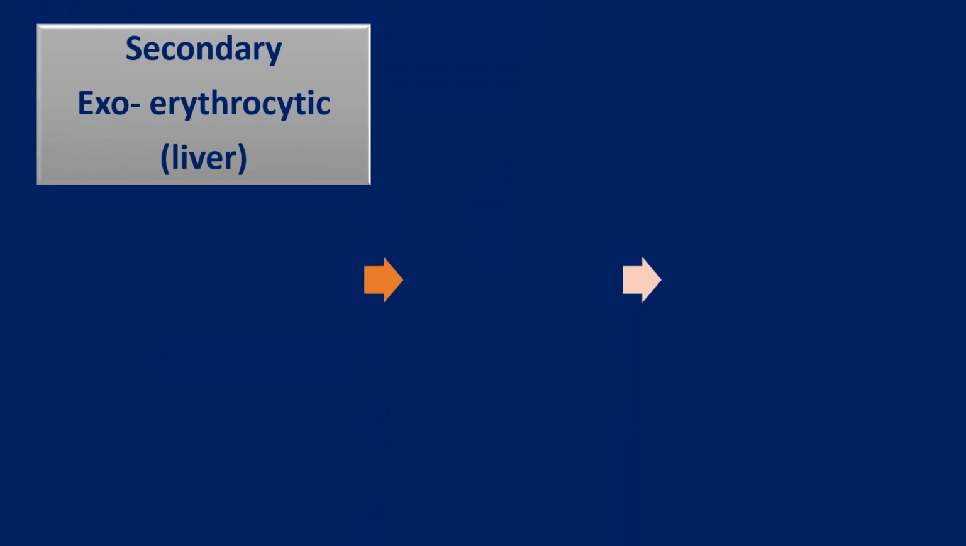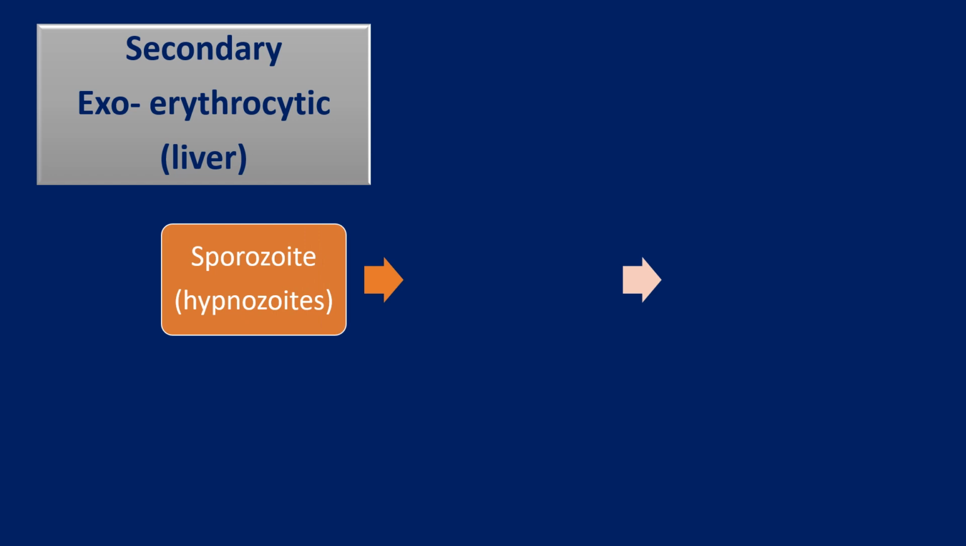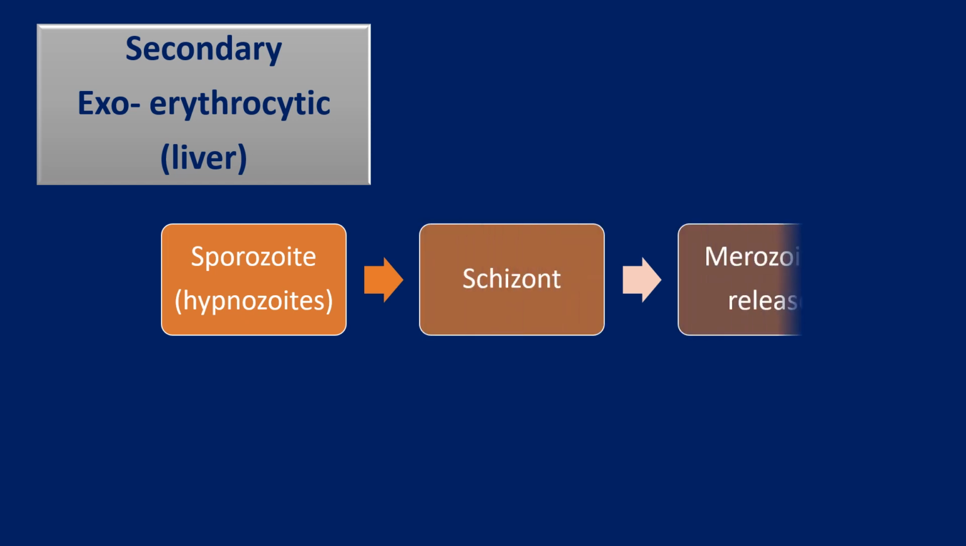Let's discuss the secondary exoerythrocytic zygony phase, also called dormant zygony. Some sporozoites, on entering the liver, enter a dormant stage where they don't undergo multiplication for some time, for weeks, months, or even up to 2 years. They are called hypnozoites. Later, when they are reactivated, they become secondary exoerythrocytic zygonts and release merozoites, which again infect RBCs. This is called relapse of malaria, which occurs mostly in Plasmodium vivax and Plasmodium ovale.